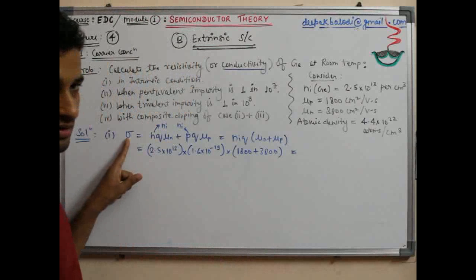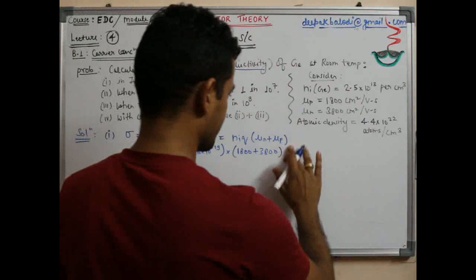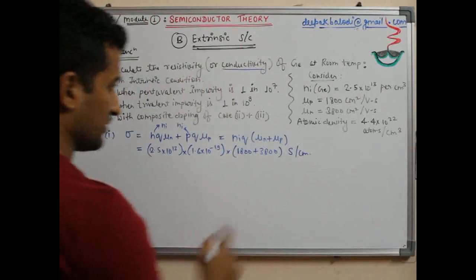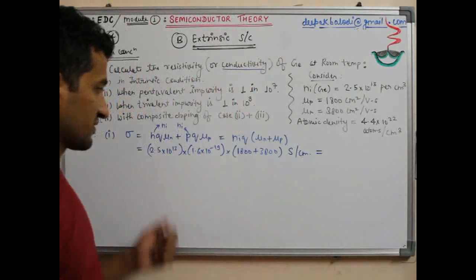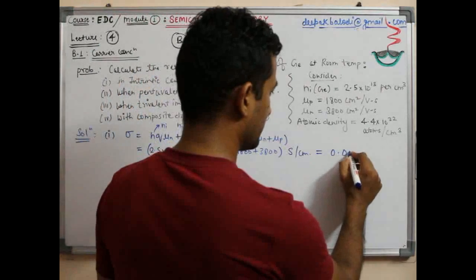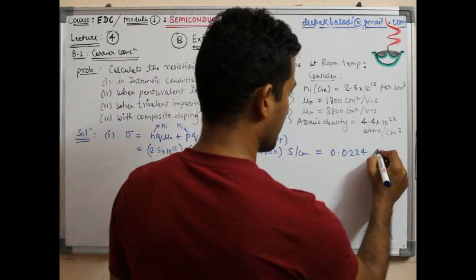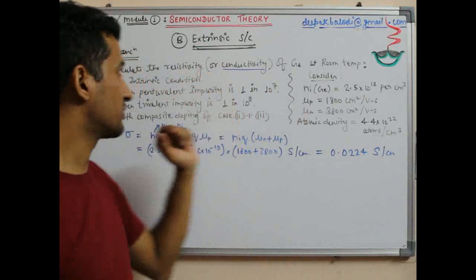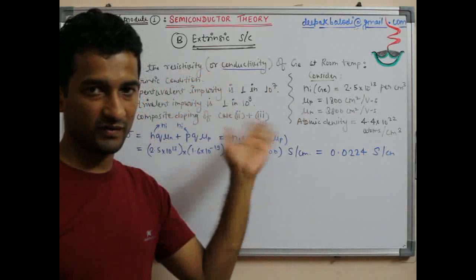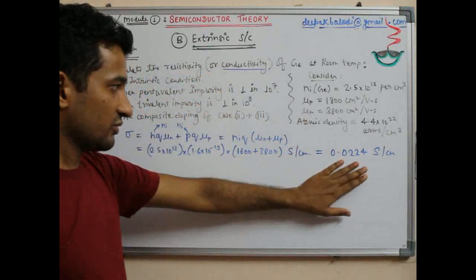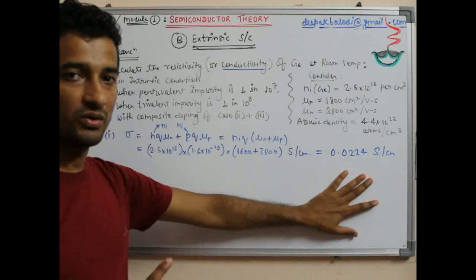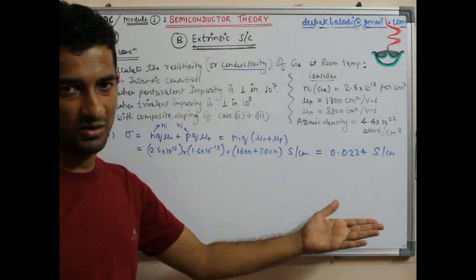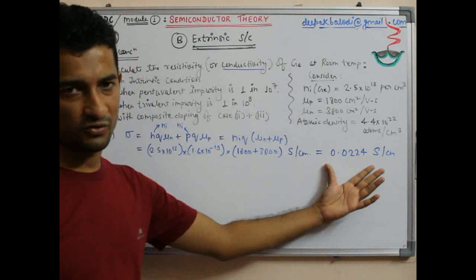So what should be the unit? That is mho per centimeter, or Siemens per centimeter. So let us calculate this. This comes as 0.0224 mho per centimeter. So this data we are well familiar with. We calculated this in the intrinsic case, section A.2. Okay, so this conductivity is a poor value. We argued there that this is a relatively poor value, because for silicon that was much poorer than this, but still this value is also not very good.